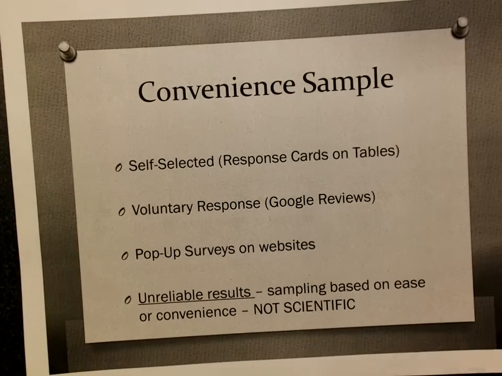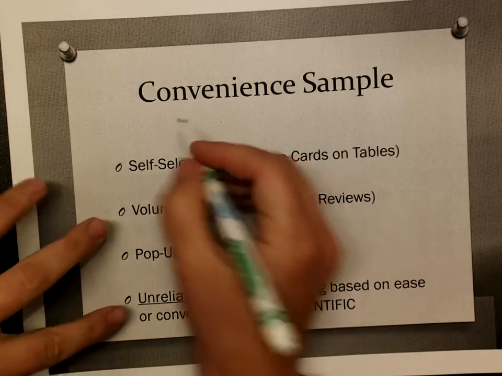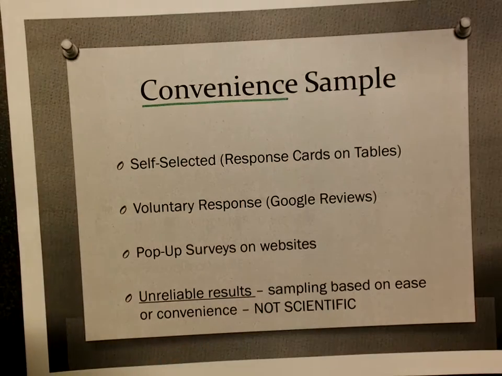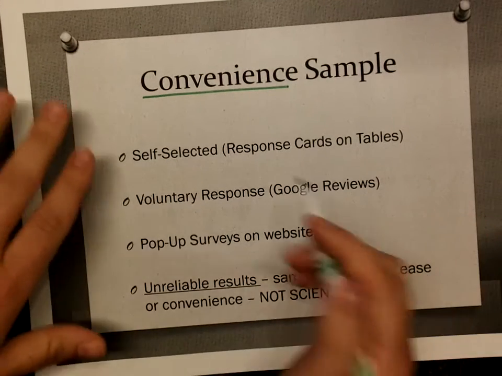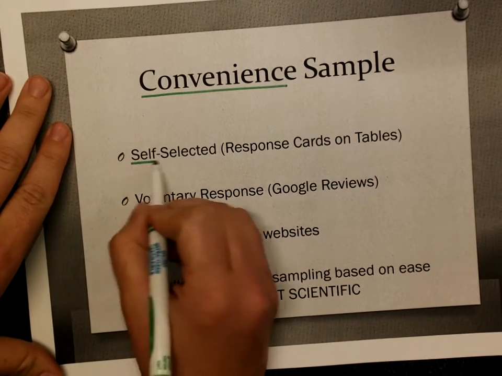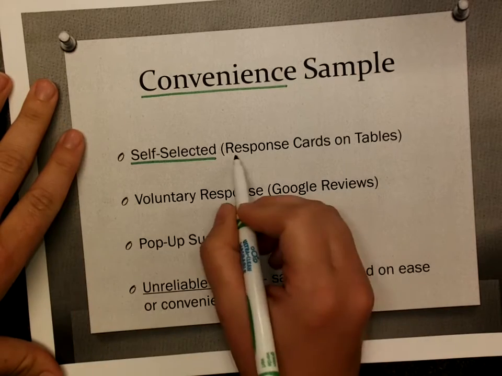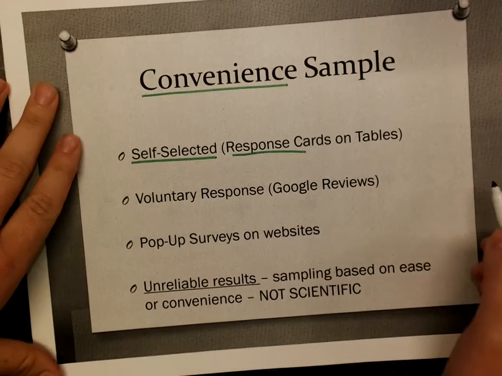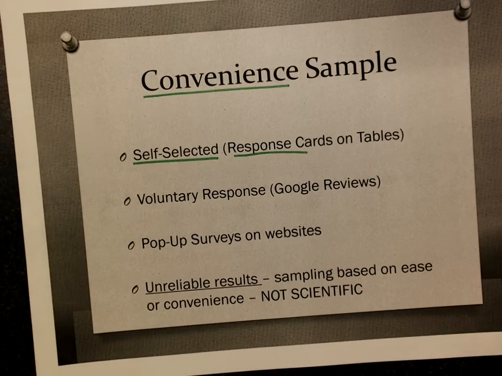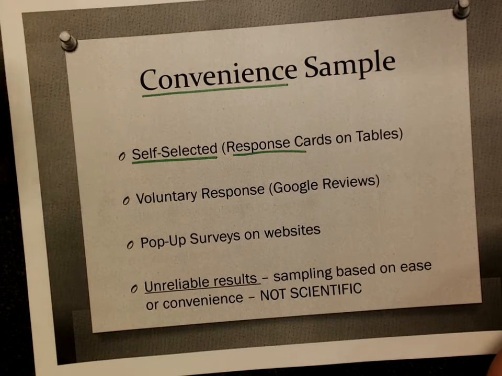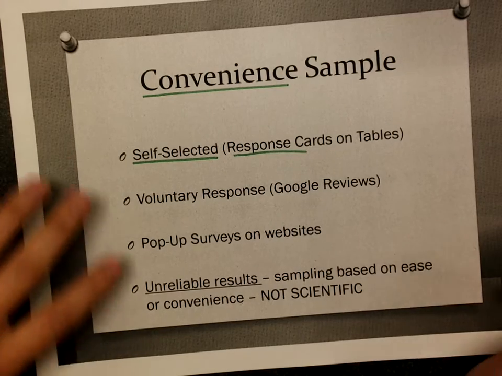Then we have what's called a convenience sample, which is what it says. It's based on convenience. So I know Carl's Jr. has what's called a self-selected survey. They just put the response cards on tables, and maybe you'll fill it out, maybe you won't. That's called self-selected. You decide if you fill out the survey or not. That's convenient for Carl's Jr. They can just leave them on the tables and they don't even have to worry about them.